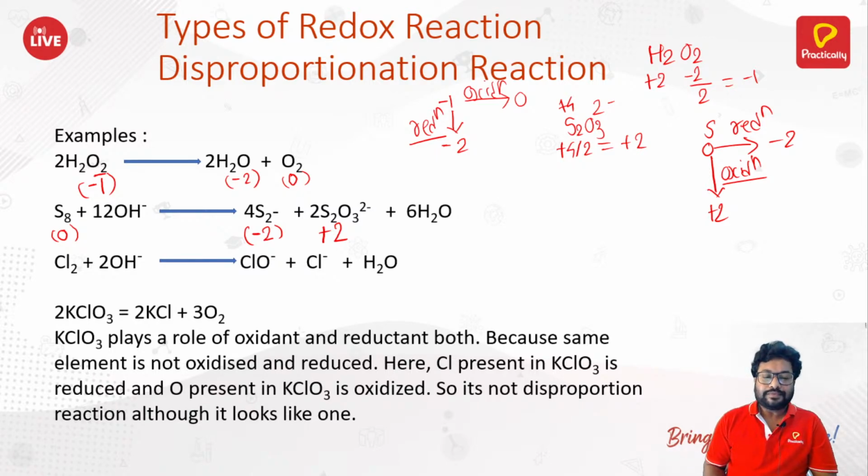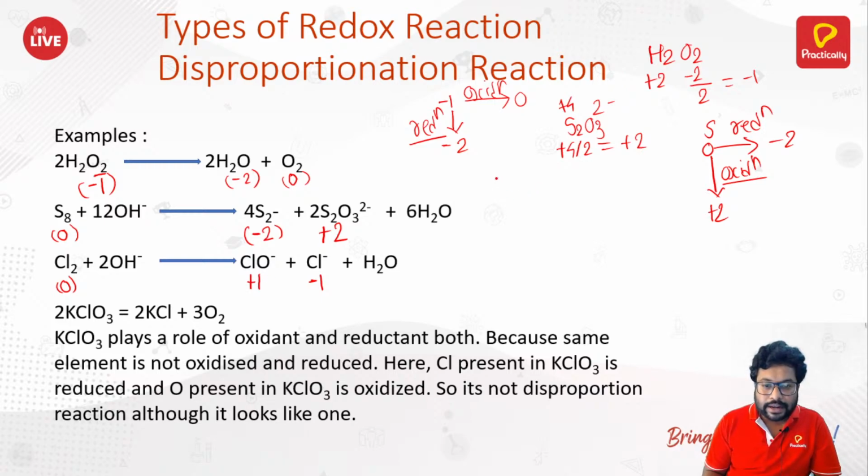Okay. Next, Cl2. Your oxidation state of Cl2 here is how much? It's 0, right? It is 0. Now, from there, it went to Cl- and ClO-. Now, in Cl-, what is the oxidation state of chlorine? It's -1. And in ClO-, it's +1.